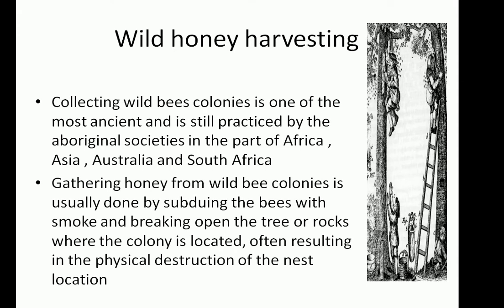This is very dangerous to bee conservation. The gathering of honey from the wild colony is usually done by subduing the bees with smoke and breaking open the trees or rocks where the colony is located, resulting in the physical destruction of the nest. Next slide.